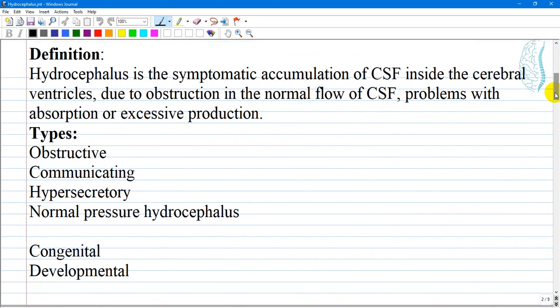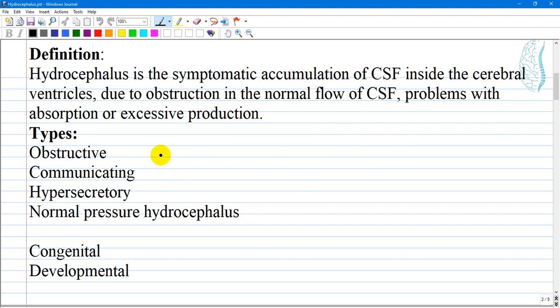By definition, hydrocephalus is a symptomatic accumulation of cerebrospinal fluid, or CSF, inside the cerebral ventricles. This accumulation may be due to obstruction in the normal flow of the cerebrospinal fluid, or to problems with absorption into the venous system by the arachnoid granulations, or due to excessive production.